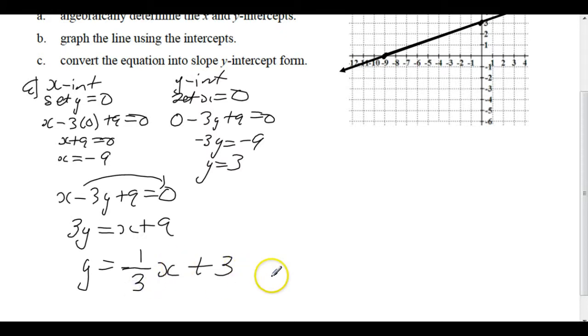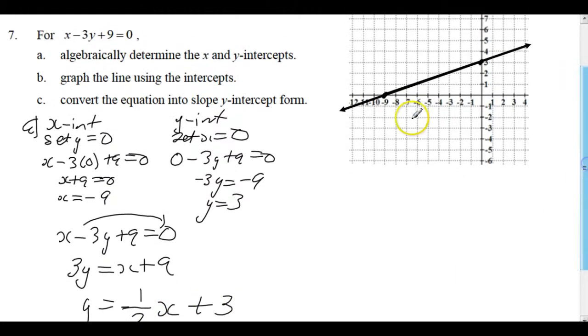1/3 x plus 3. A positive slope of 1/3 says go up 1, over 3. Go up 1, over 3 again. And you notice how we just hit that intercept there.